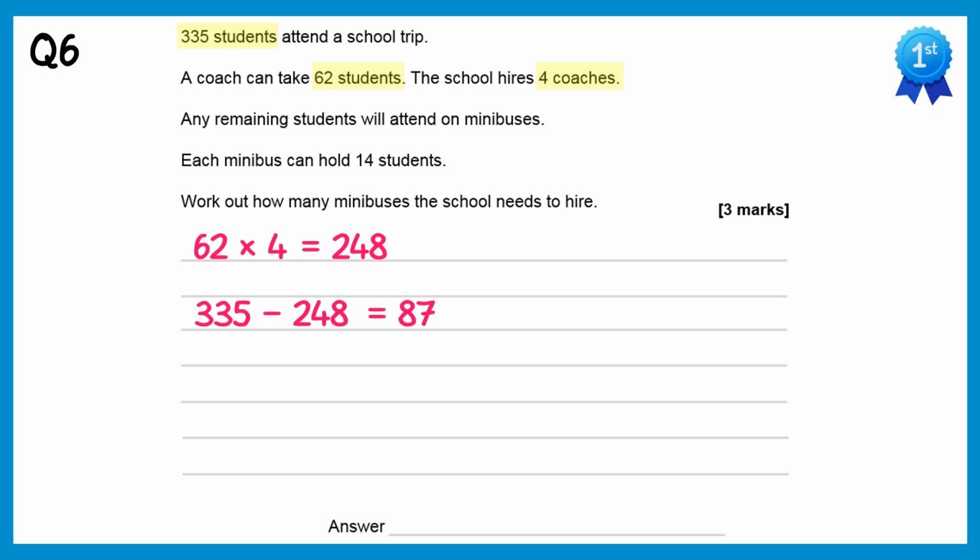They're going by minibus instead, and each minibus can hold 14 students, so if we do 87 divided by 14, we get 6.2142857 minibuses. Now of course you can't have this number of minibuses, so we need to go up to the next number of minibuses, so the answer is 7. You can't have 6 minibuses because there wouldn't be enough space.